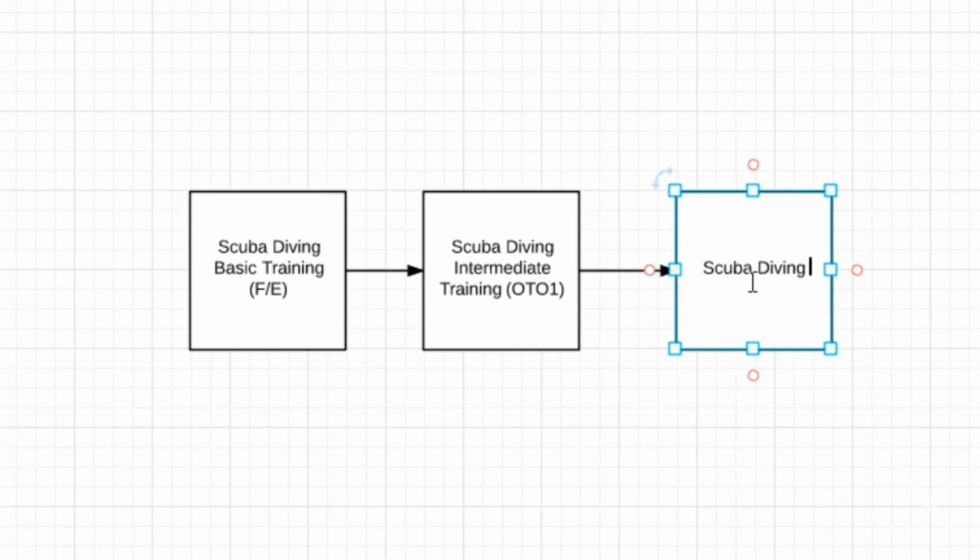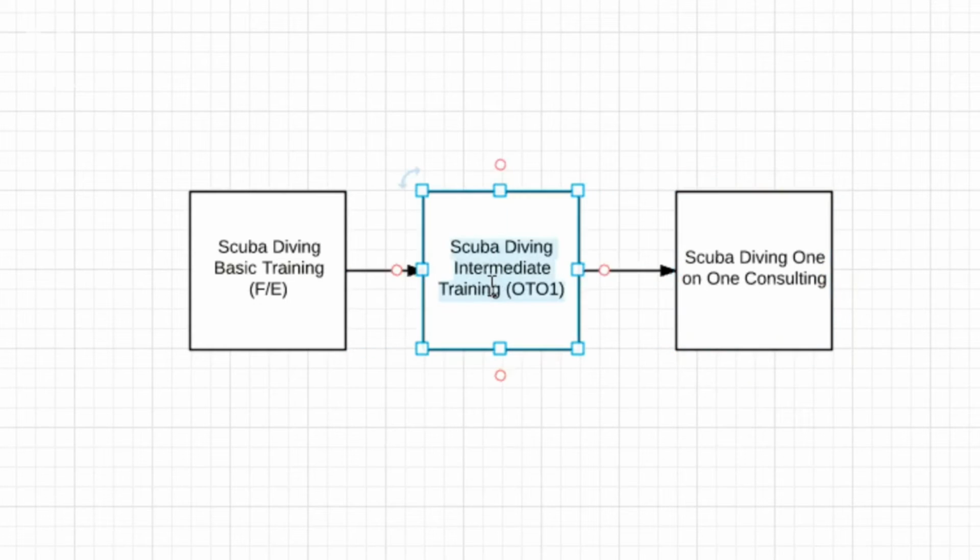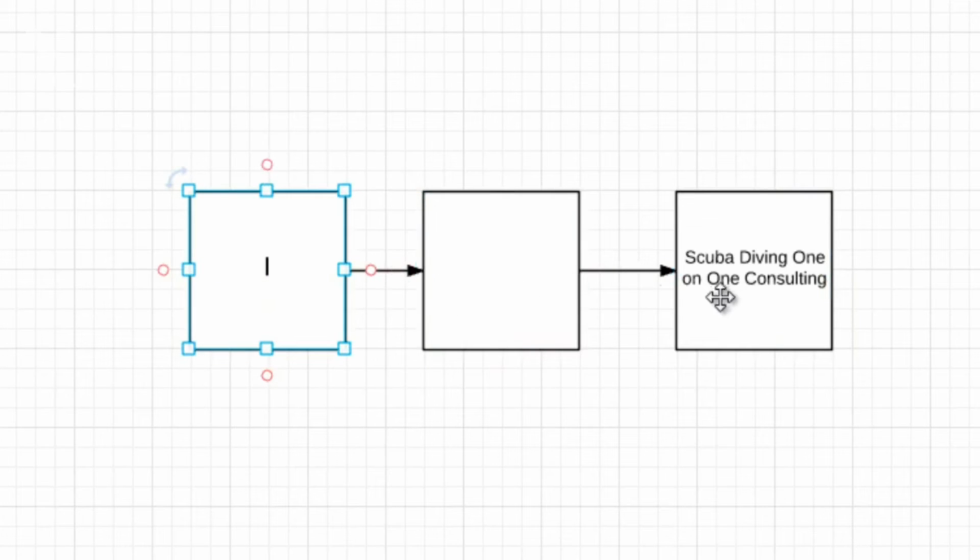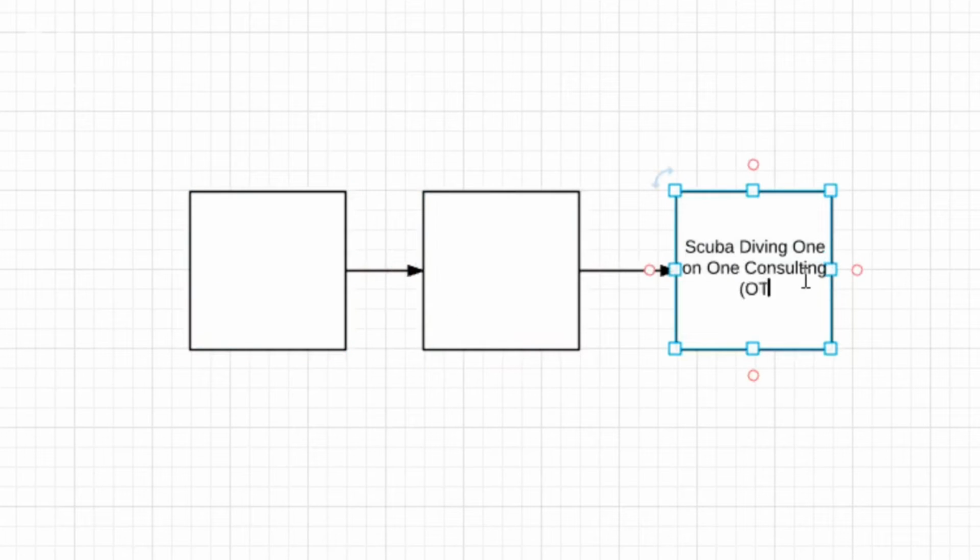So you really need to figure out what category does that fit in. Does it fit in where you're training somebody? Does it fit in maybe tourism or entertainment? You need to figure that out first and write that down. So in this case, we could do scuba diving one-on-one consulting. So that could be a one-on-one personal training kind of thing. And let's delete these two here. And let's say this will be OTO3.